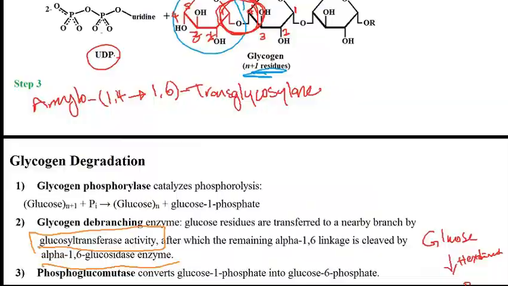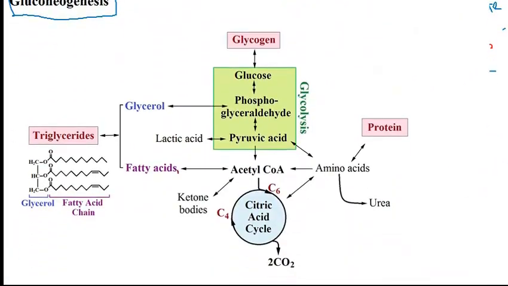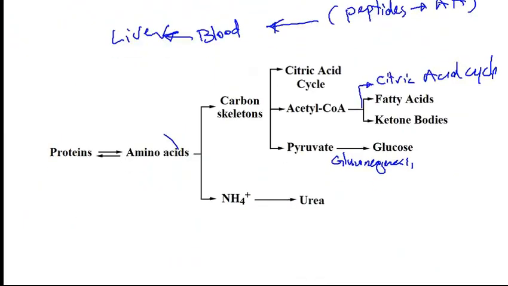And if you need a reminder, let me show you again this high yield drawing here. So proteins are broken down into amino acids. The carbon backbone can be converted into acetyl coenzyme A, pyruvic acid, or go into the citric acid cycle, while the ammonia is converted into urea and excreted in urine. Alright, so here ammonia is converted to urea and excreted in urine.